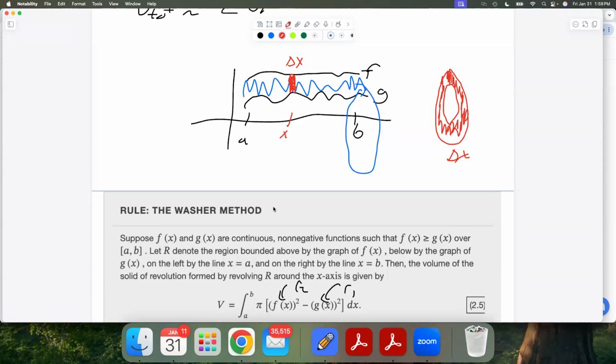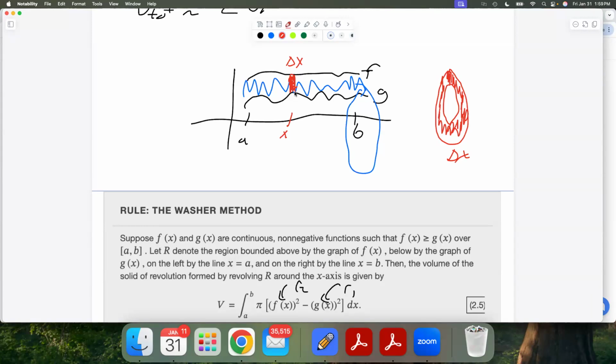Notice here that the thickness of my washer is in terms of x. It's a delta x. These are delta x thick. That tells you immediately that you're integrating with respect to x. If you're stacking all these washers up along the x-axis, you're going to be integrating with respect to x. Whoever is your delta is your variable of integration.